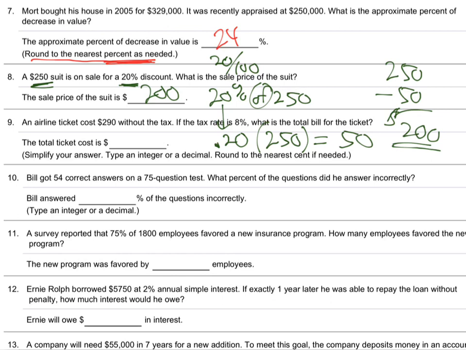Ernie Rolfe borrowed. I'm down to number 12 here. $57.50 at 2% annual simple interest. Exactly 1 year later, he was able to repay the loan. How much interest? But yeah, that's easy as well. All right, so I'm going to details here.